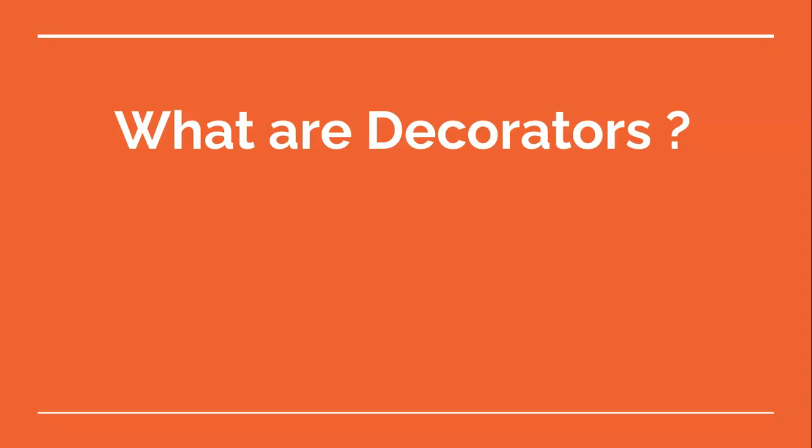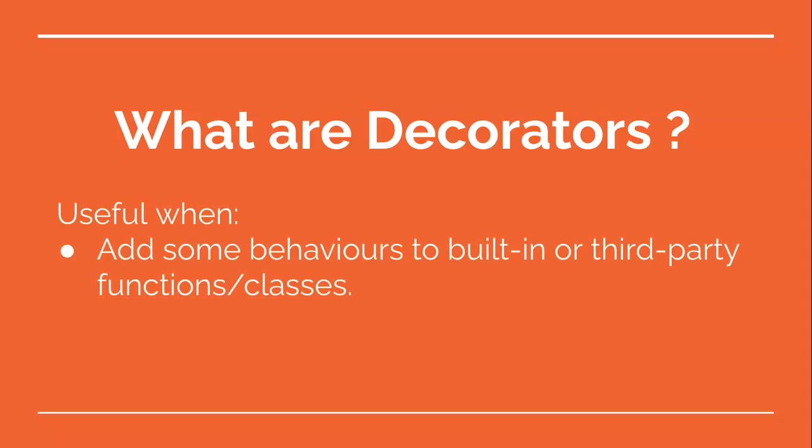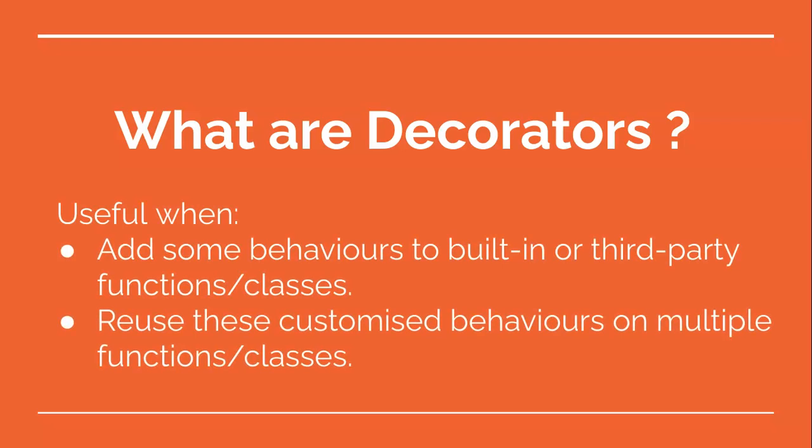It's like a wrapper of the functions or classes that we use to add more behaviors to them without changing them. It is very useful when we want to add some behaviors to built-in or third-party functions and classes, so we don't need to fork and modify the source code. We can also reuse these customized behaviors on multiple functions and classes.